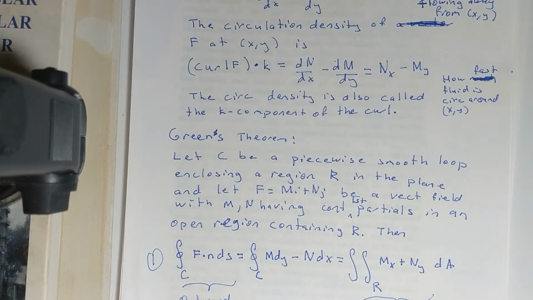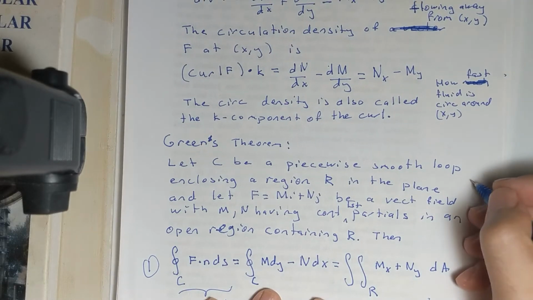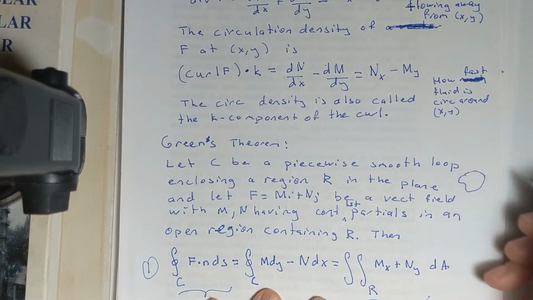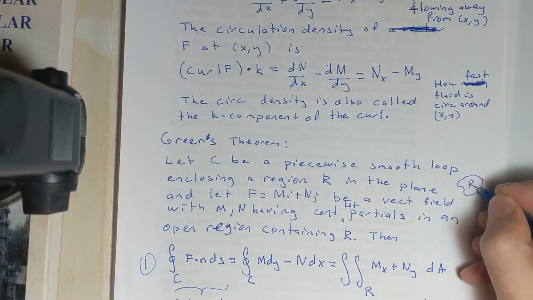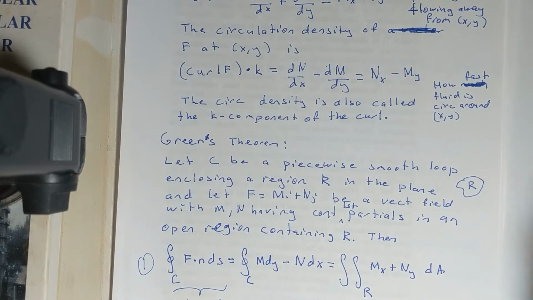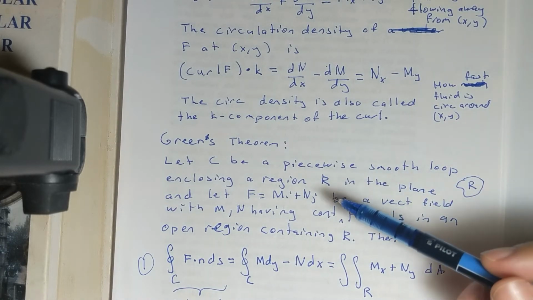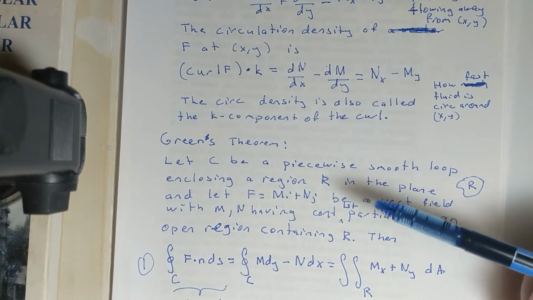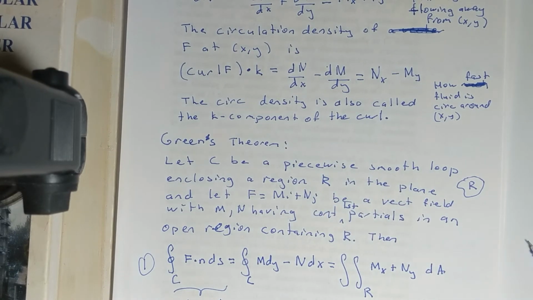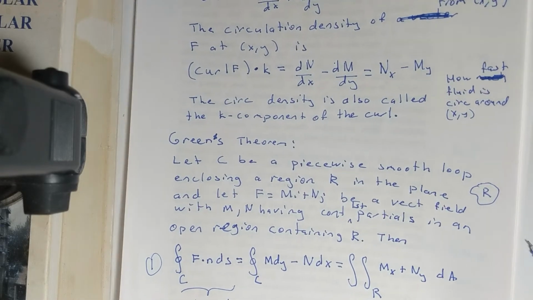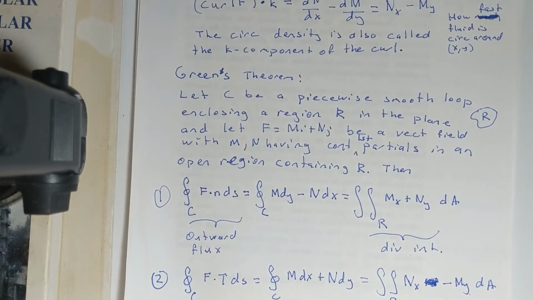So Green's theorem states that if C is a piecewise smooth loop, in other words, a closed curve, enclosing a region R, okay, so maybe it's something like this, and here is R, in the plane, and if F is a vector field whose components have continuous first partials on R, basically on a region containing R, then we can write these integrals.